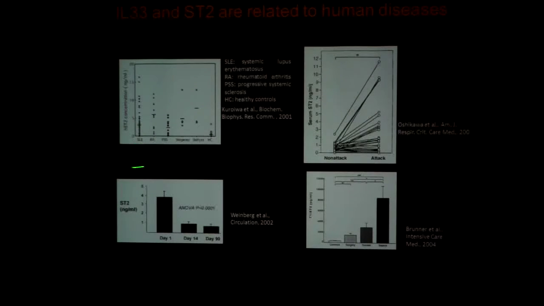A few examples: in lupus or rheumatoid arthritis, the soluble variant of the receptor I mentioned recently, ST2S, and I will talk about ST2S throughout the whole talk, is increased in the serum of these pathologies. And for example, in asthma, in patients under an attack, the levels of this molecule are significantly increased in the serum.